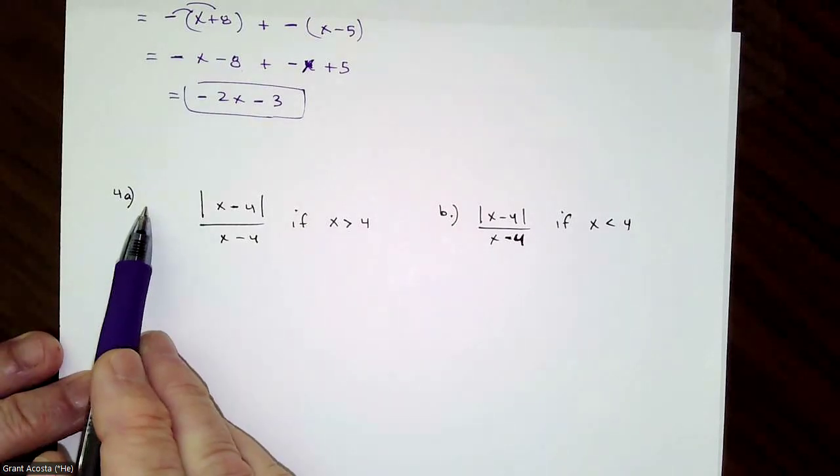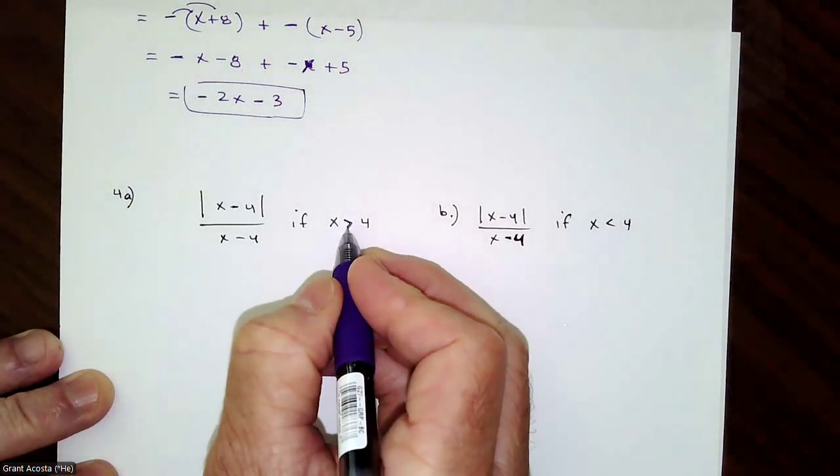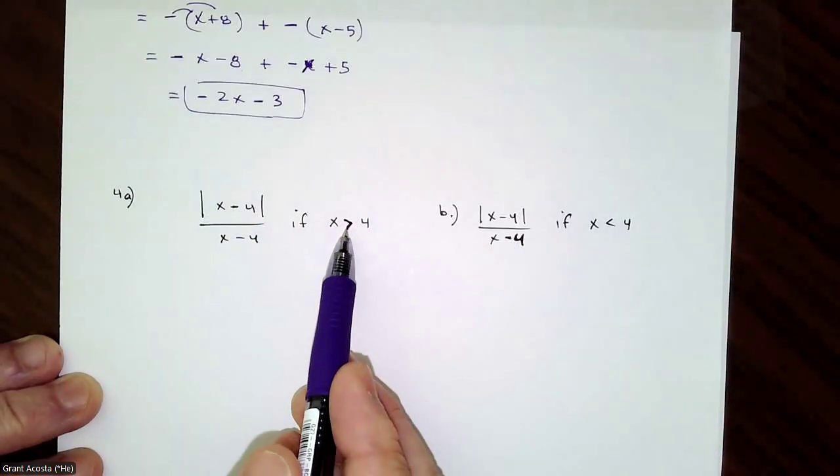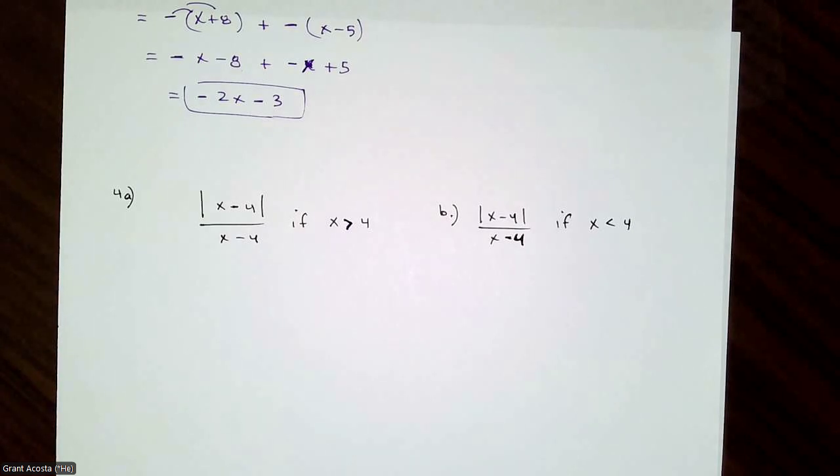Maybe pause the video, last example here. See if you can, these are related to each other. Simplify this fraction if x was first a number greater than 4 and second if x was a number less than 4.